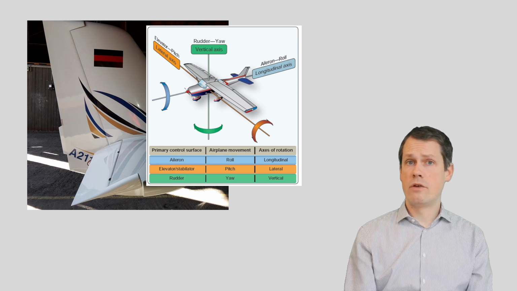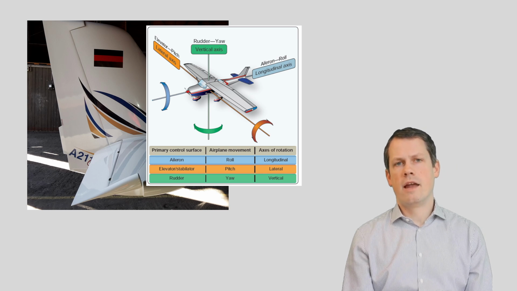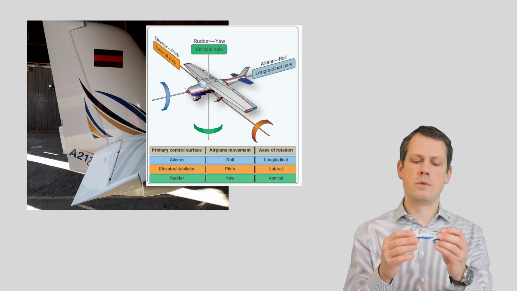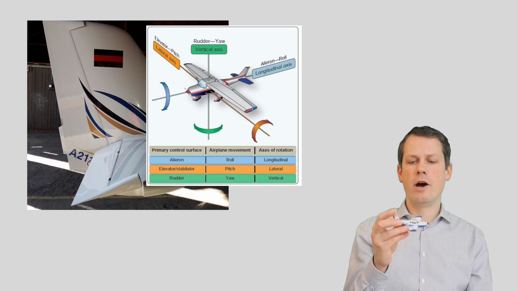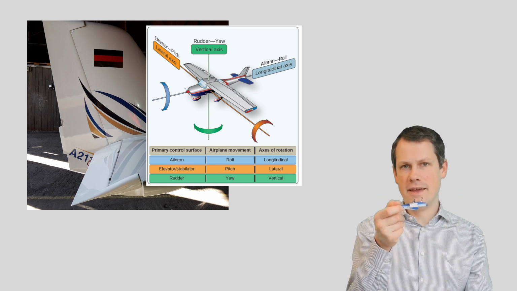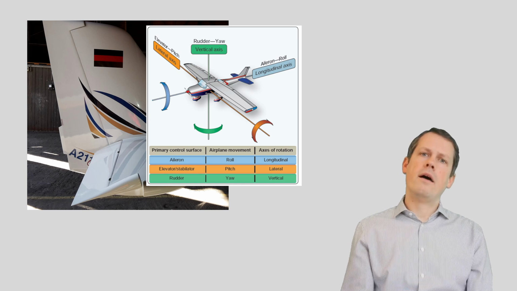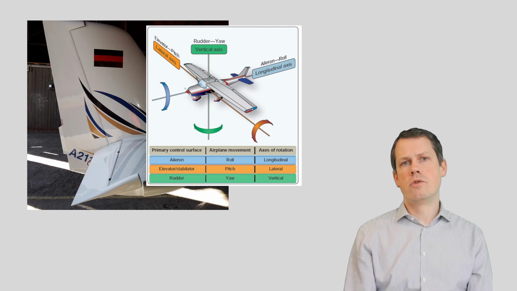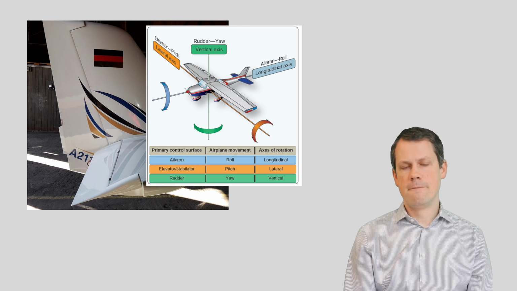Okay, let's talk about the elevator first. It's in the back, as we've said. In this example picture, we have an elevator that's deflected down. So in flight, this would actually make the tail go up and the nose of the airplane go down. I'm always talking now about normal upright flight, not any upside down flight. Now, by deflecting the elevator, you're actually rotating the airplane, as I've said before, around the lateral axis that you can see in the image.